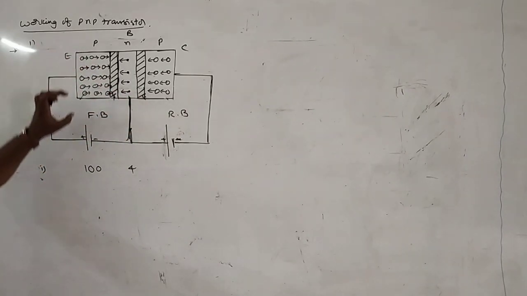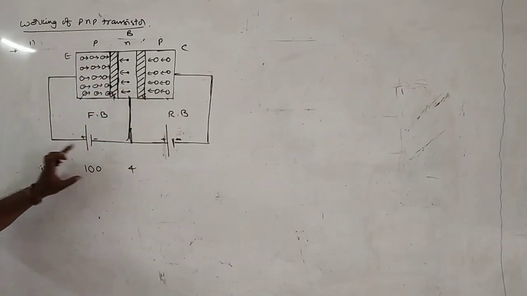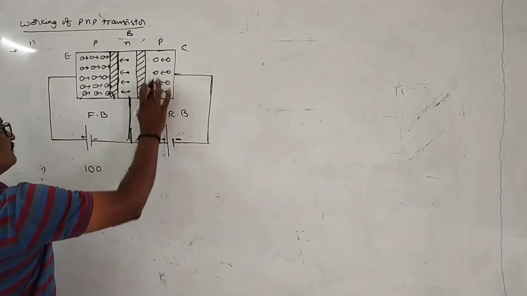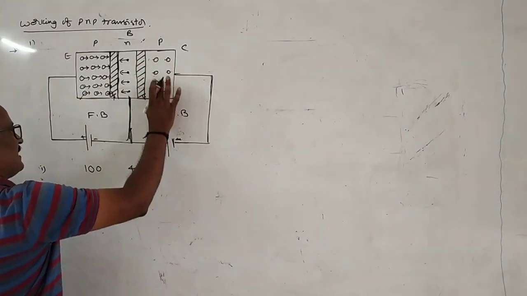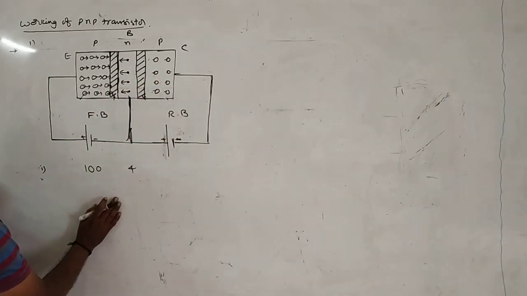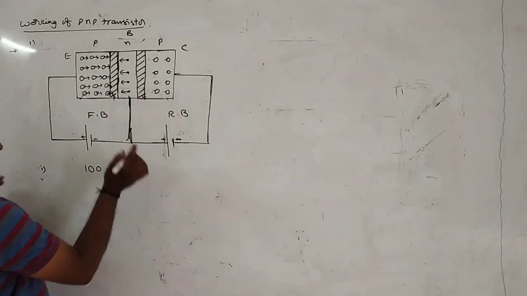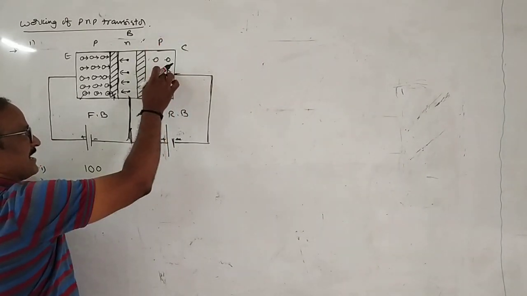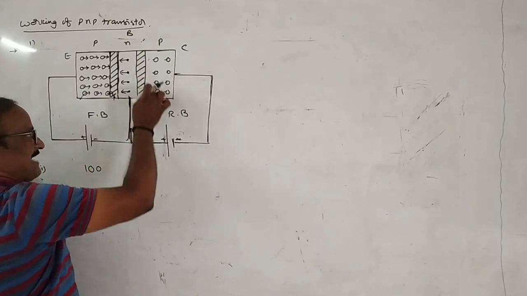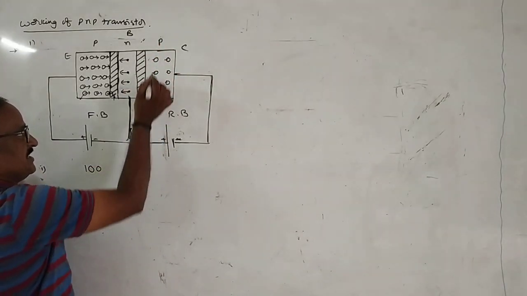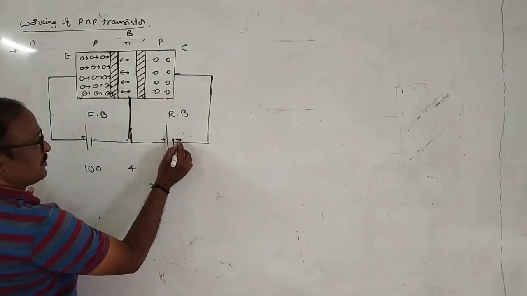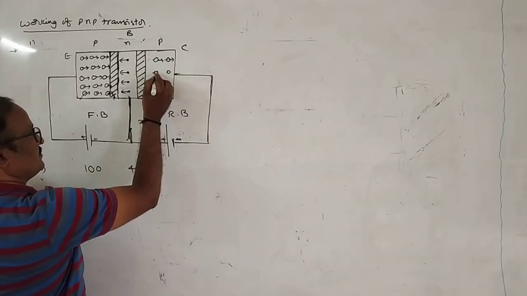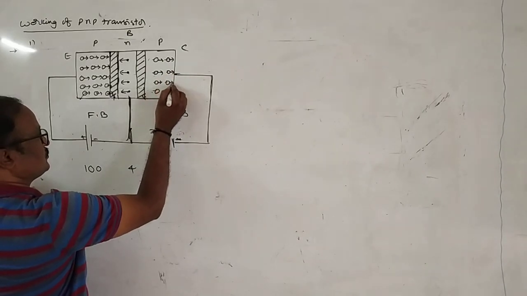Then what are the remaining positive charged holes? 96. Those 96 positive charged holes enter into the collector region. Right? Also, this collector region has p-type semiconductor, having positive charged holes. These are strongly attracted towards the negative polarity of the battery because the collector diode is in reverse bias. So this is the conventional direction of the positive charged holes.